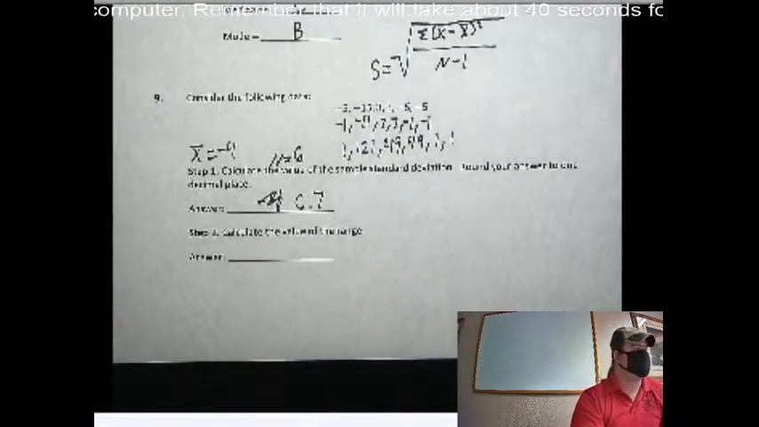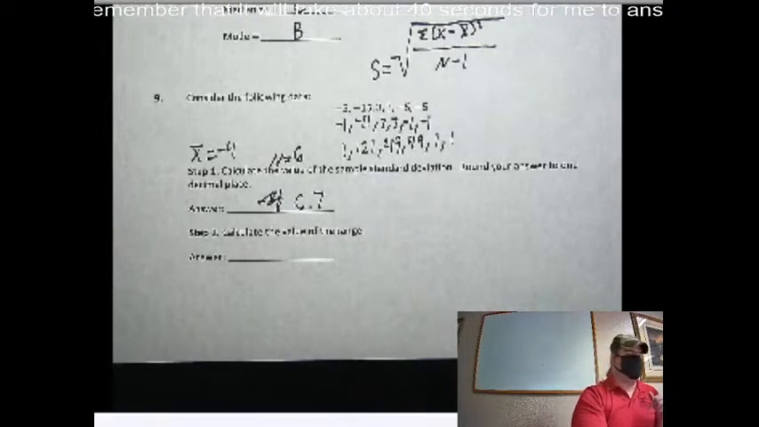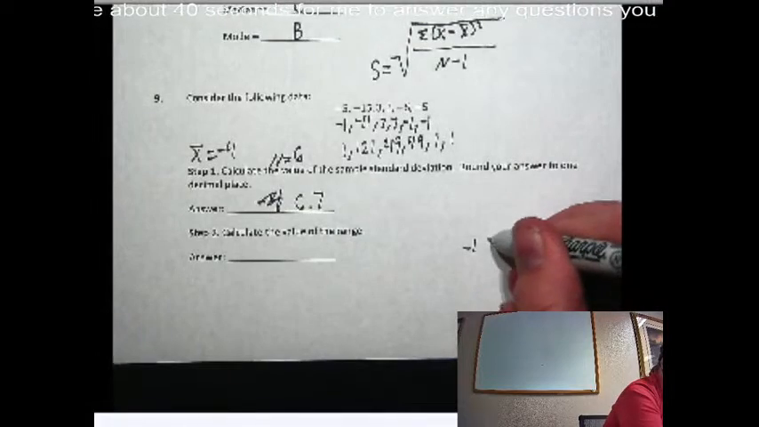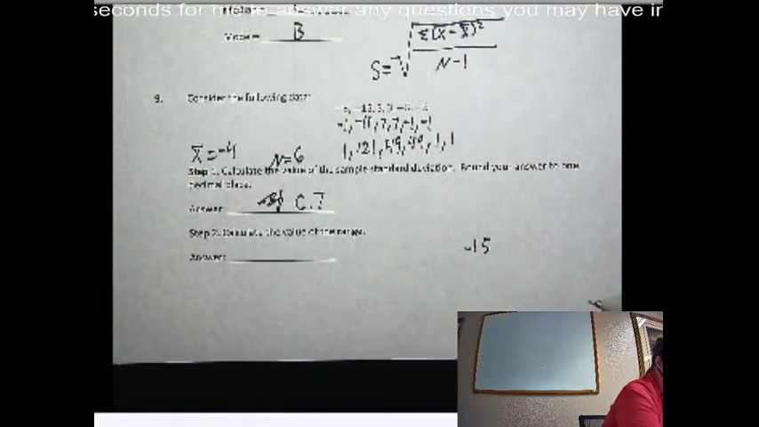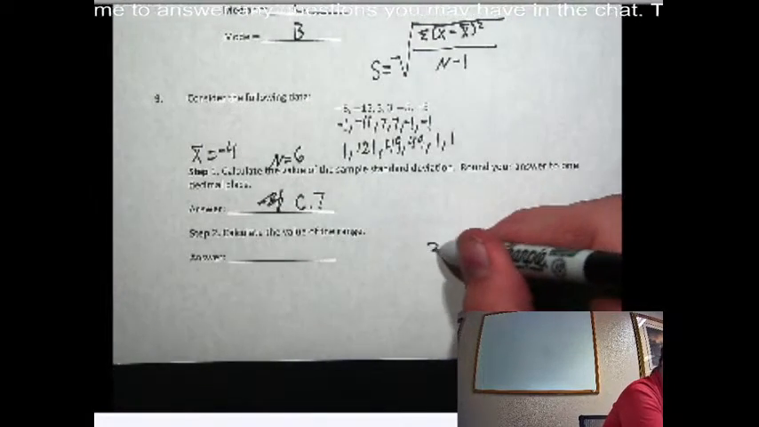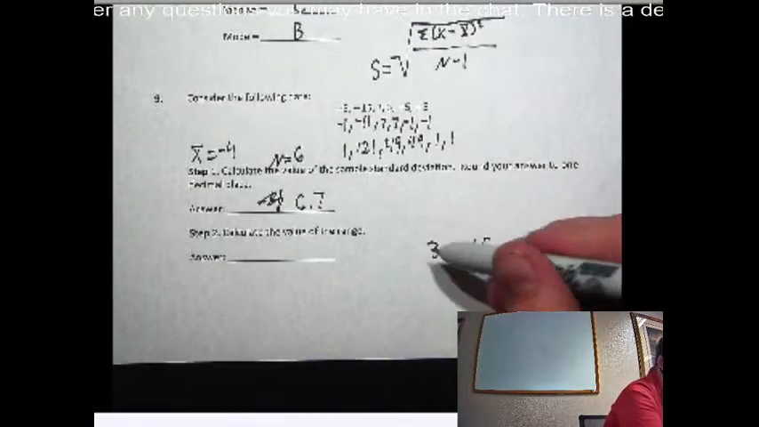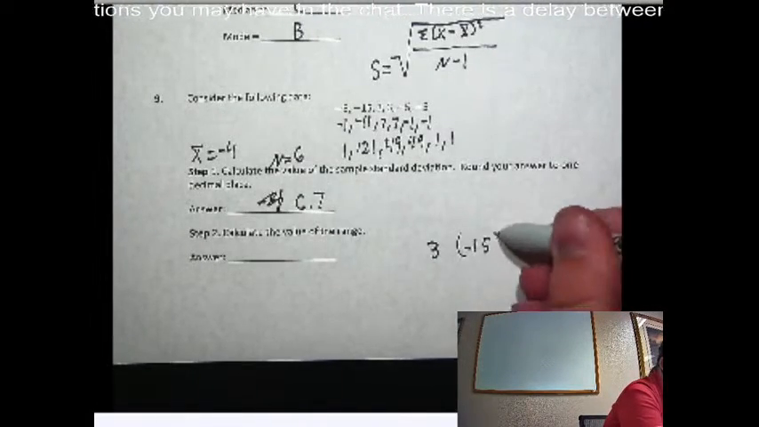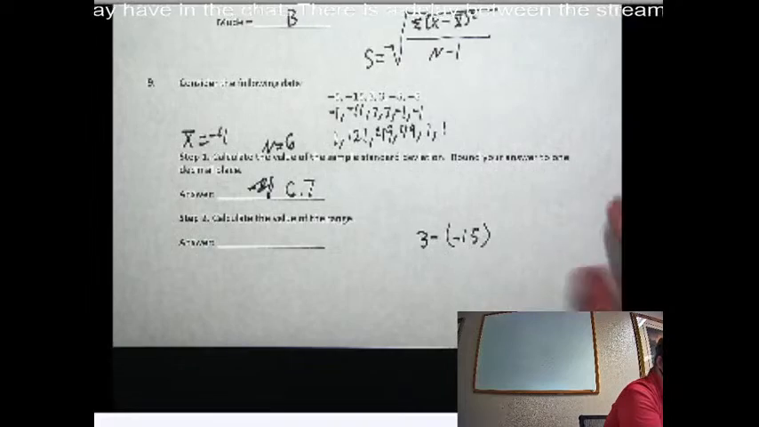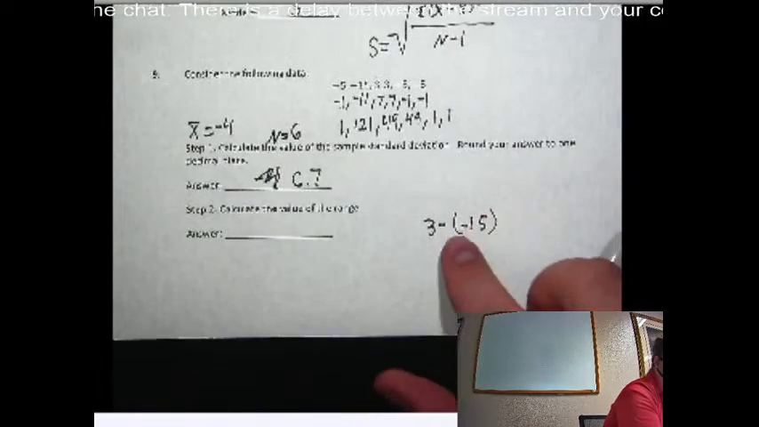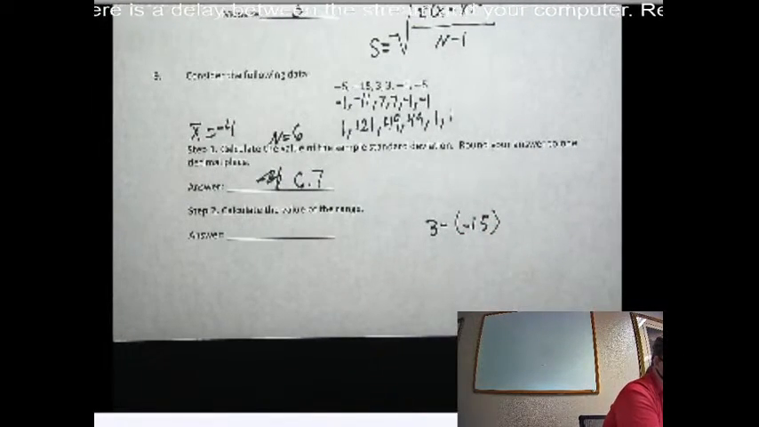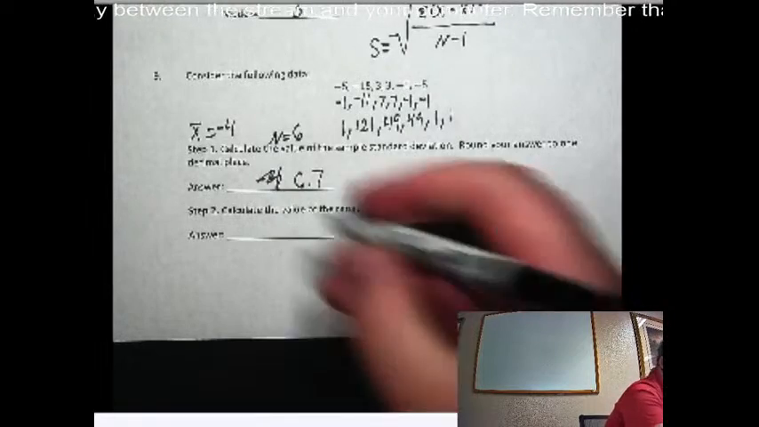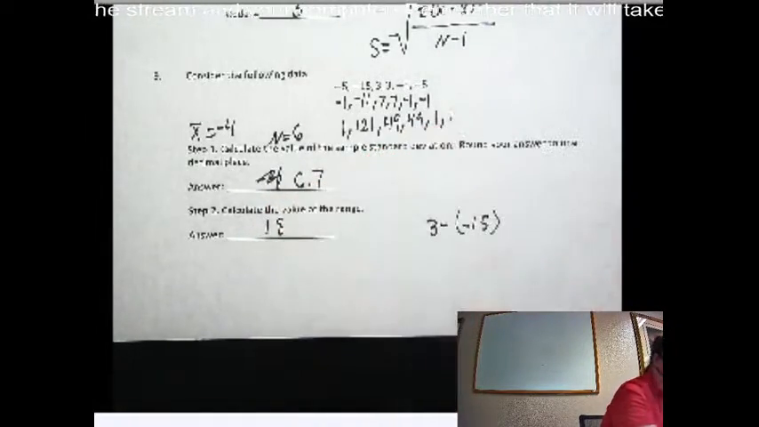And then the range. So we need our smallest number and our biggest number. What's our smallest number? Maybe -15. And our biggest number? So range is the biggest number minus the smallest number. So again, what happens with a double negative? Positive, so 3 plus 15? 18. Good. There's our range.